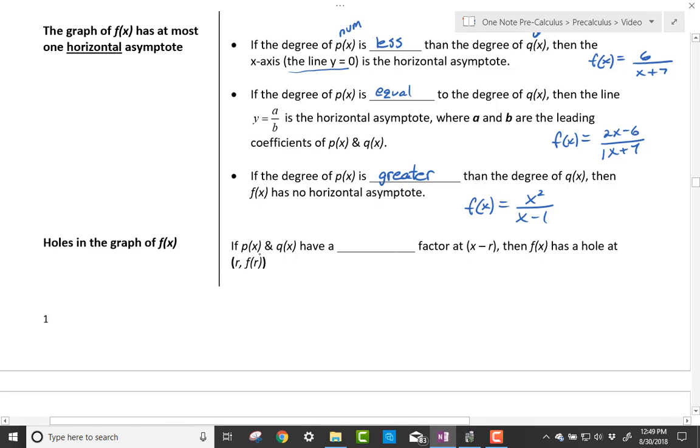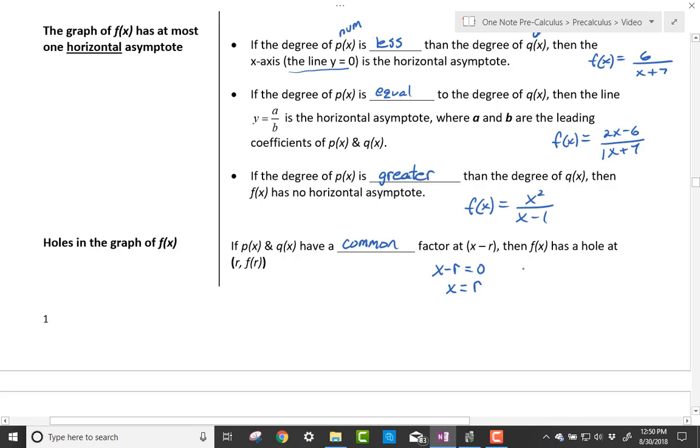Holes in the graph of f of x. So if p of x and q of x have a common factor, so if I can factor the numerator and the denominator, and let's just say that that factor is x minus r. Okay, so if I see an x minus r in the top and the bottom of my fraction, then I would take that x minus r, set it equal to 0, and it would turn out that I have a hole at the value of x equals r.